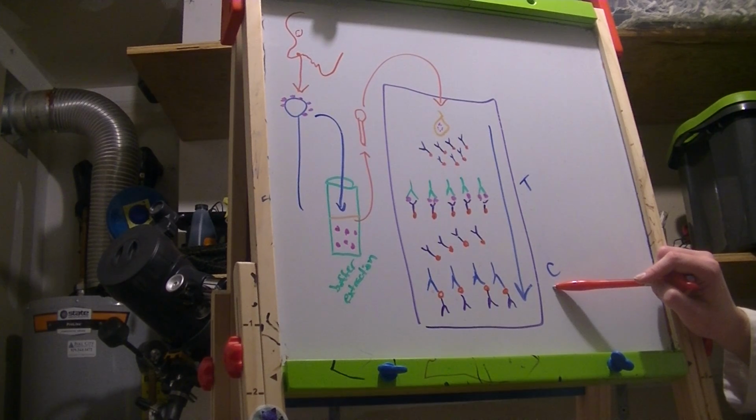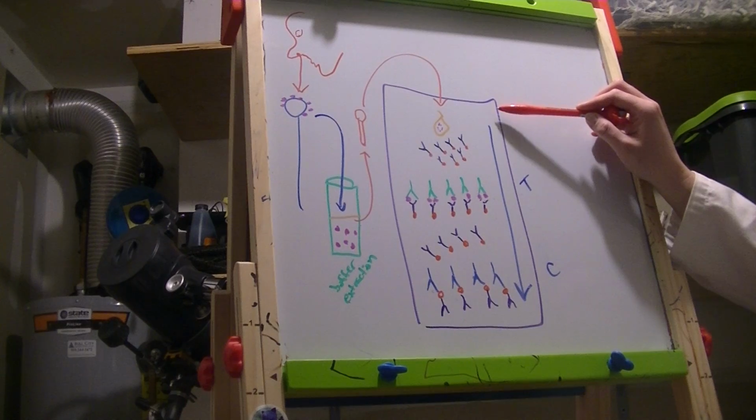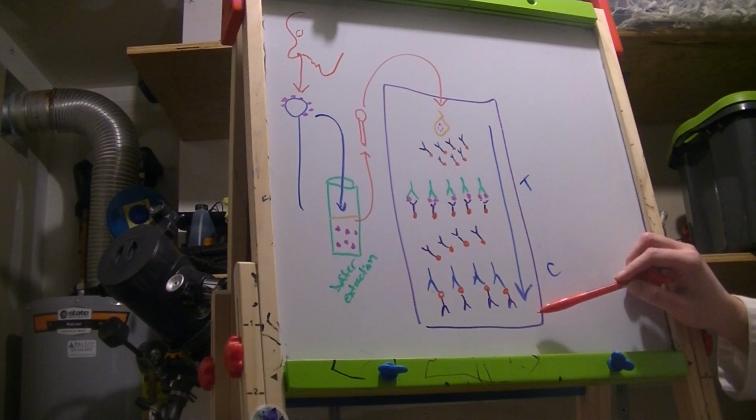This is also the reason that a test is invalid if you don't see a line in the control area, because this control line is proving that the sample traveled all the way through the testing system.